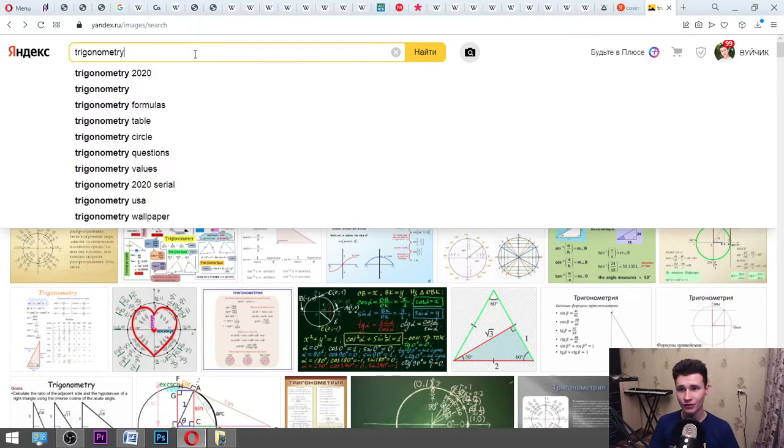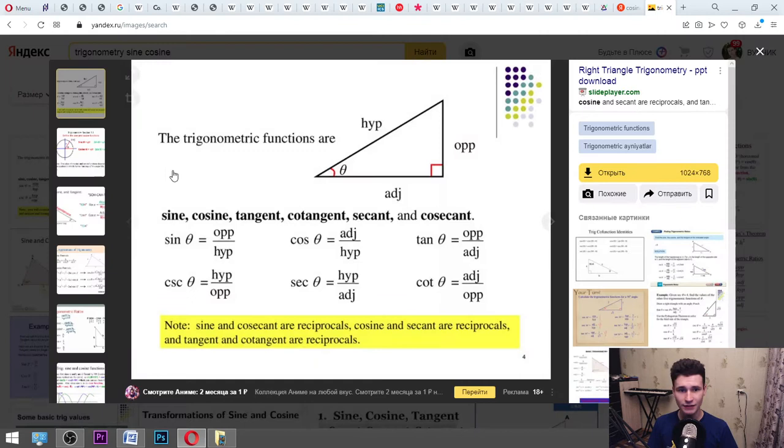Let's open them, and it is the equations. Adjacent we have, and the sine is opposite on hypotenuse, and cosine is adjacent on hypotenuse, and hypotenuse on adjacent is secant, and cosecant we have hypotenuse on opposite, and cotangent we have adjacent on opposite.